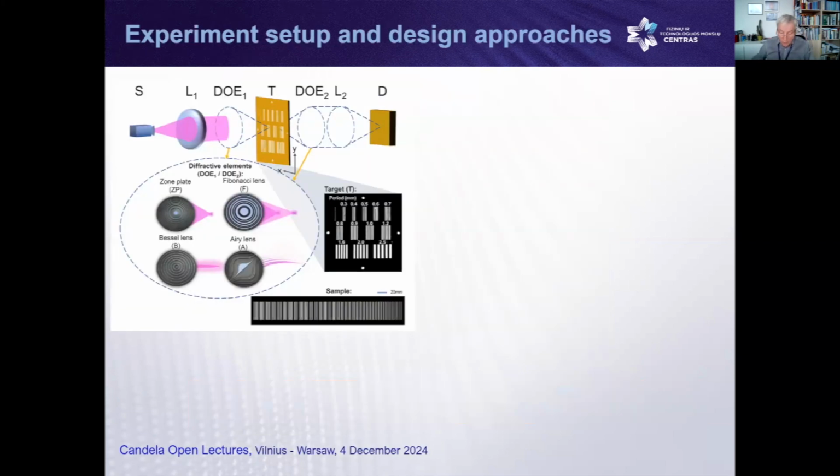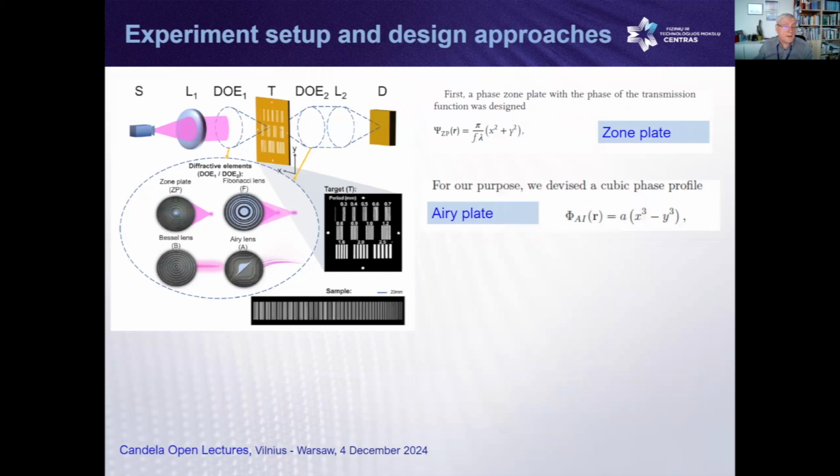Let's go. So our design is simple. First we go with a zone plate, then we're using an Airy plate, which for the zone plate we're using squared. I mean, this formula looks like this.